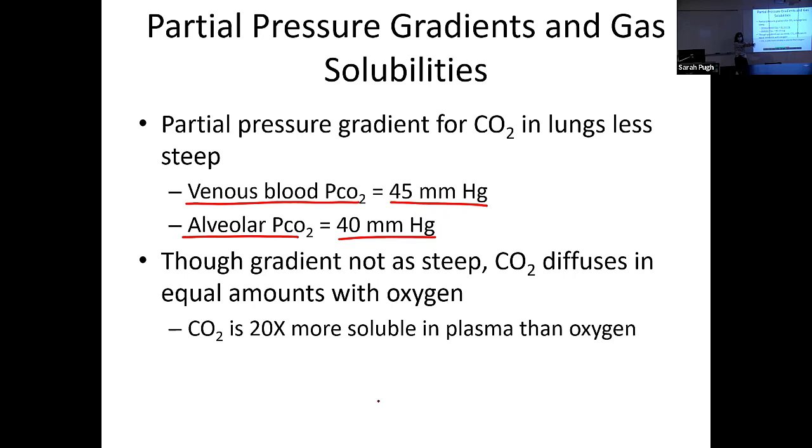your body. Okay. So even though the gradient's not as steep, it's still going to move with equal amounts with oxygen. It's still going to move just as fast as oxygen. And the reason for that is because CO2 is 20 times more soluble in blood plasma than oxygen is. So it's much more soluble, so it can move much faster than oxygen, even though the pressure gradient's not as steep.